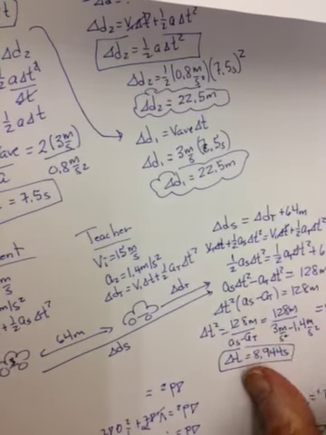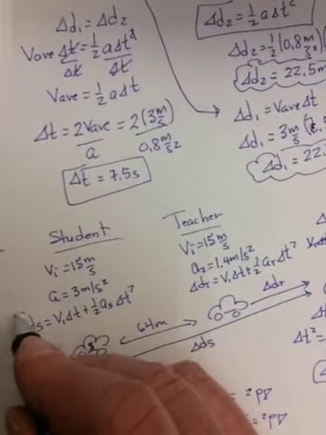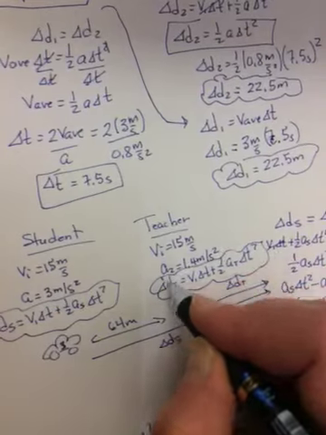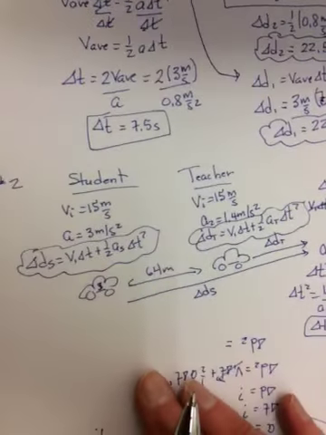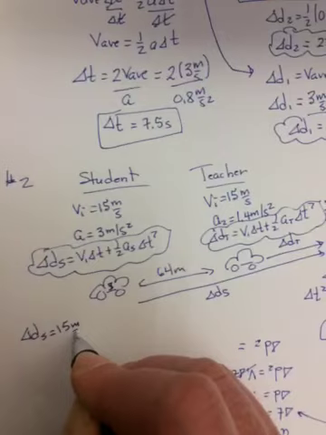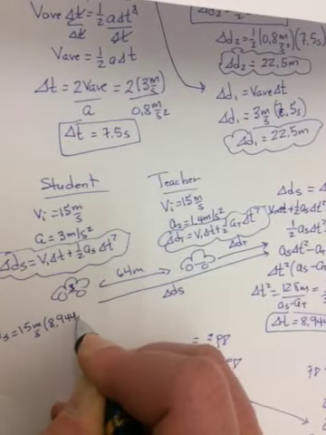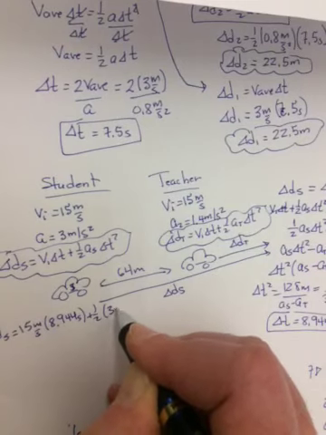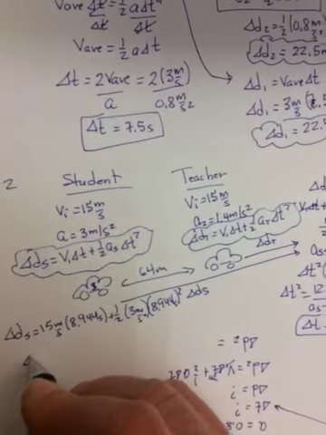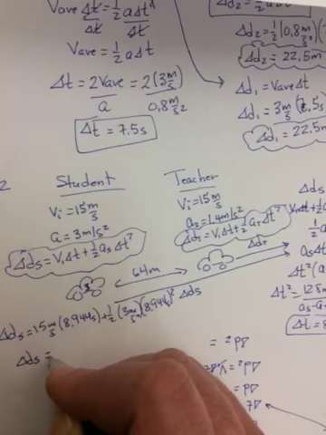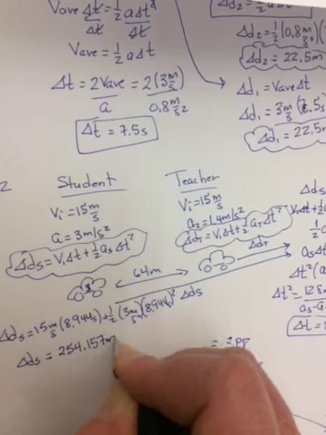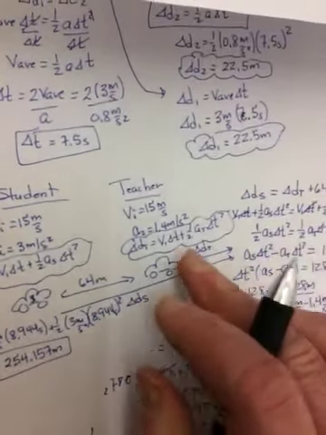And then the question says, how far has each traveled? So now you take that time and you fill it in up here to find out how far the student traveled, and you fill it in here to find out how far the teacher traveled, and they should be different by 64 meters. So 15 meters per second times 8.944 seconds plus 1/2 times 3 meters per second squared times 8.944 seconds squared. And when you do this, you get delta D of the student to be 254.157 meters.